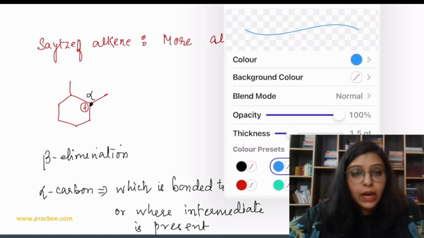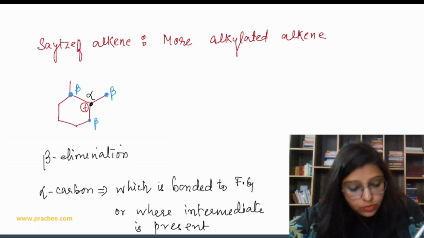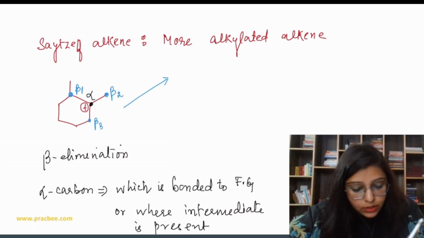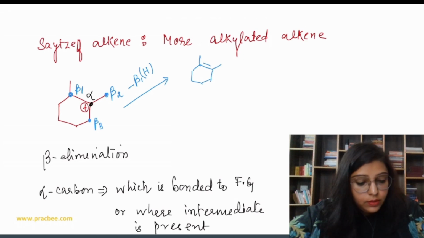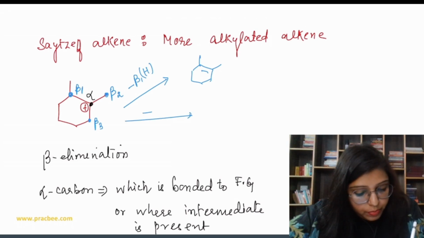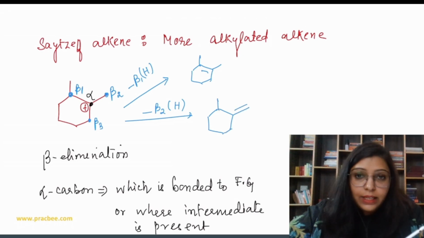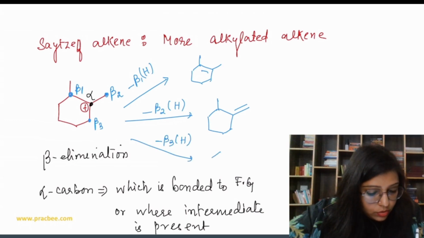Now we have to look for beta carbon. So this is beta carbon. This is beta carbon. And this is beta carbon. So we have 3 beta. Suppose this is beta 1, this is beta 2, and this is beta 3. If I remove beta 1 hydrogen, then we get this alkene. If I remove beta 2 hydrogen, then I get this alkene. And if I remove beta 3 hydrogen, then I get this alkene.